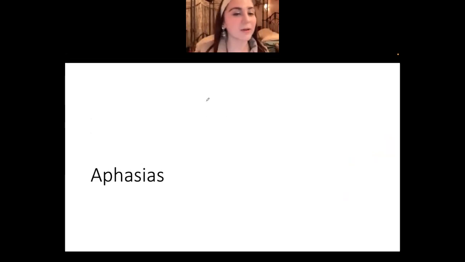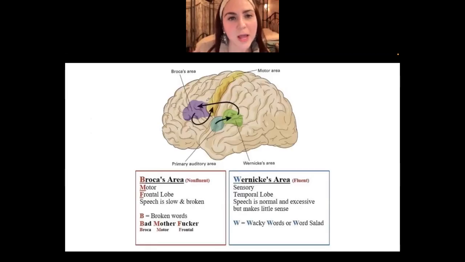But okay, so jumping into aphasias. Aphasias are an insult to one of the language areas of the brain. The most common two aphasias are your Broca's aphasia and your Wernicke's aphasia. I think I showed this slide last time, but I'll go into it again because there are different types of aphasias, and that's where it gets confusing. And there's this chart that I want to walk you through because it's also confusing.